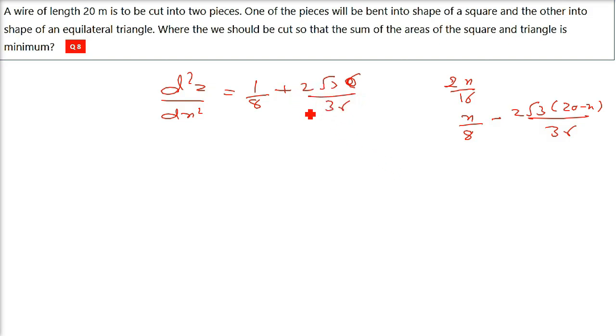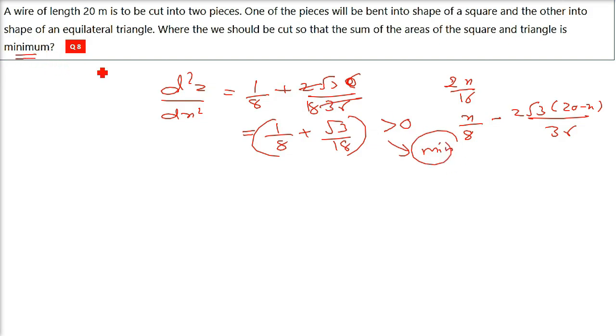The number can be positive or negative. And this is positive because you can see all the numbers are positive. Once we got the positive number, we can easily declare that this expression is actually going to give us the minimum value. This value indicates that the expression from where we started will give you the minimum value when we add the area of square and triangle.